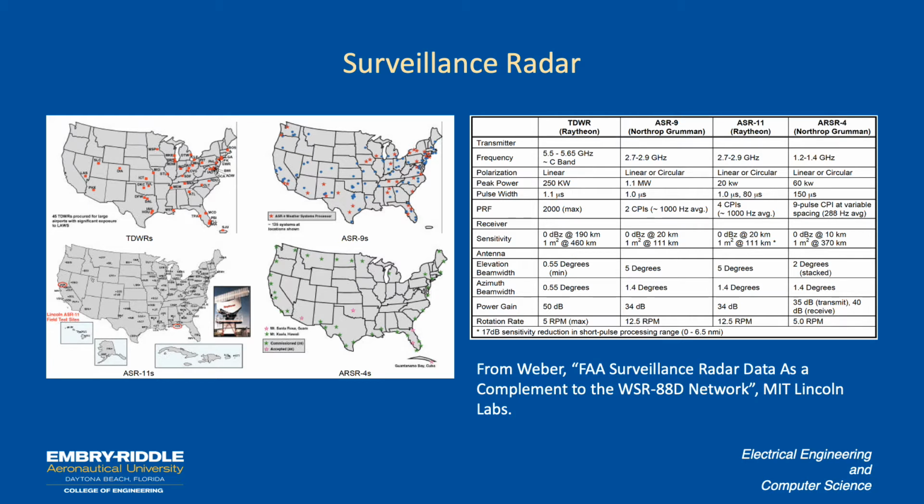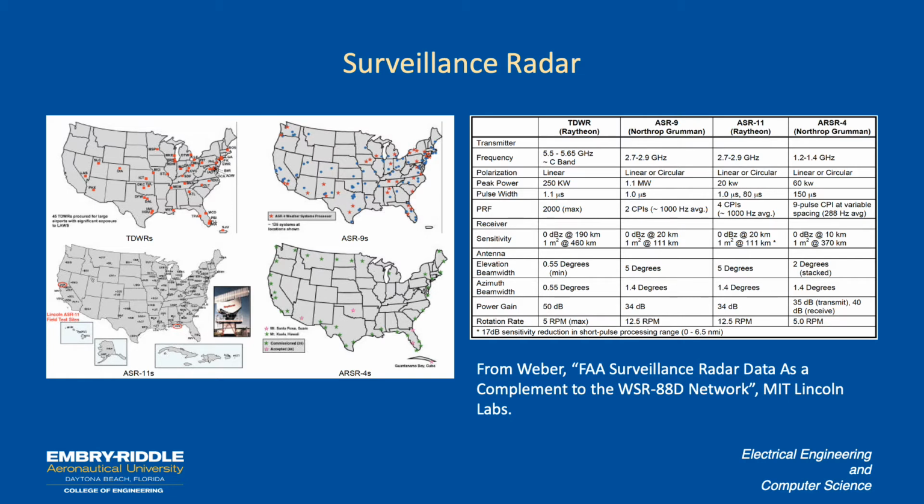In the table there, you can see under the ASR-9 and ASR-11, ASR-9s were built by Grumman, ASR-11s by Raytheon, and you can see they transmit power in megawatts for the ASR-9, 20 kilowatts for the ASR-11, and they send these pulses maybe 1,000 times a second. And they have a beam width both in elevation and azimuth, and the antenna has a certain gain and the like, and they rotate 12 and a half times a minute. So there's how fast the thing is rotating.